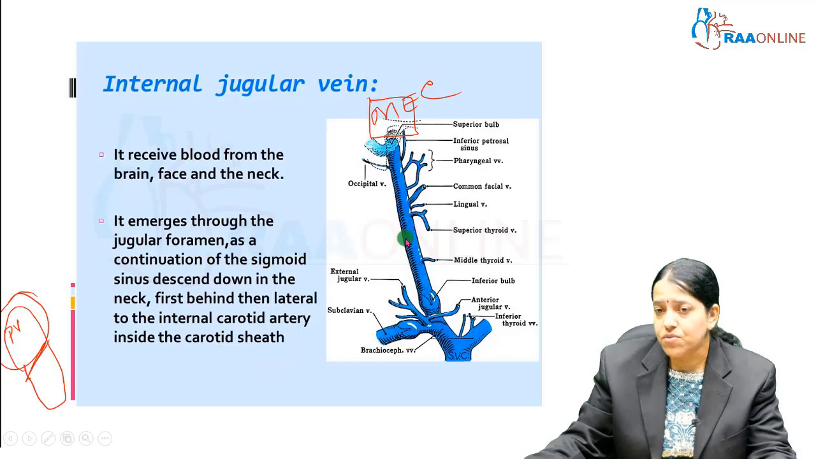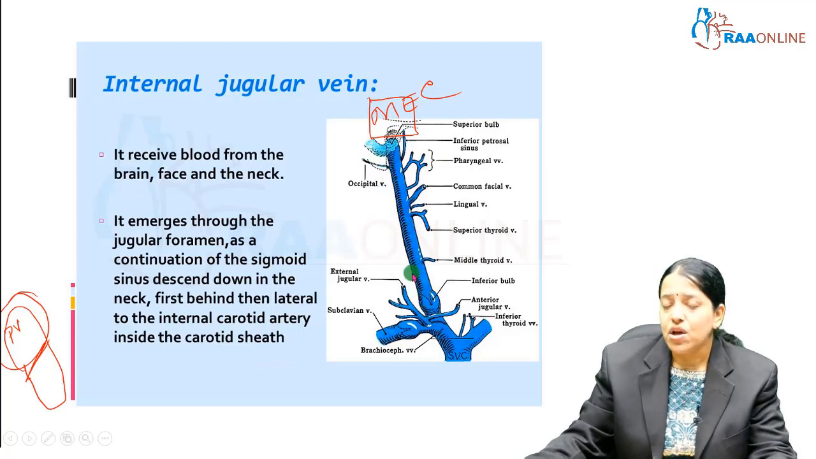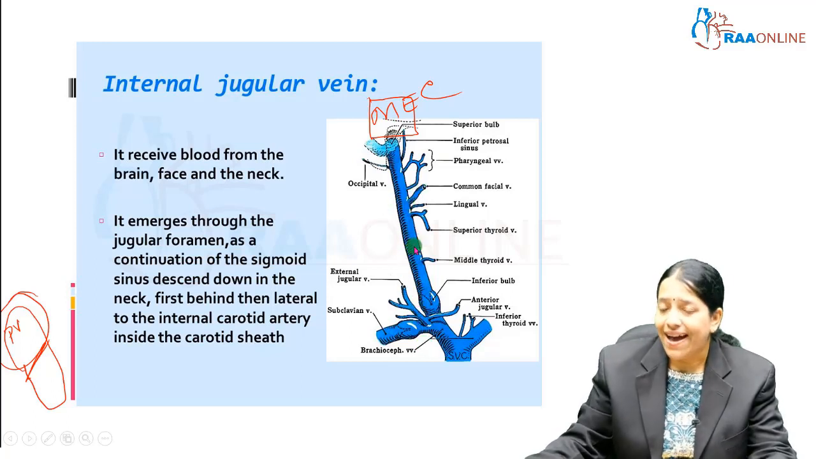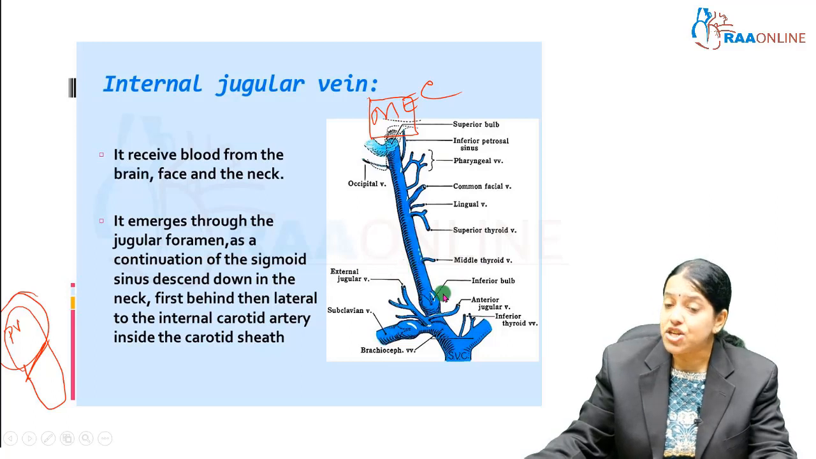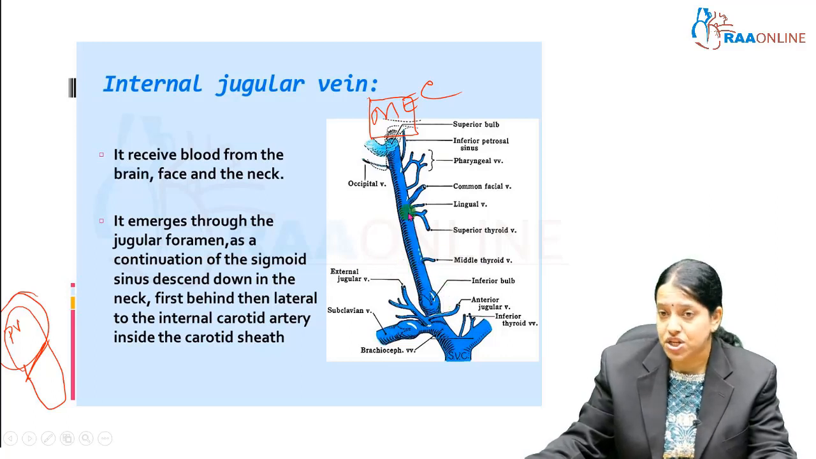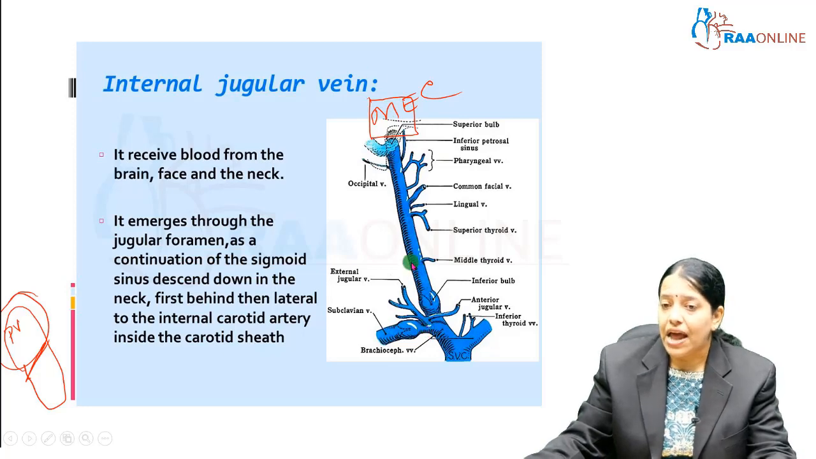As it goes down, it will be lateral to the common carotid artery. So both the common carotid artery, the internal jugular vein and the vagus nerve will be present inside a sheath which is called the carotid sheath, and they will be traversing the neck totally vertically, crossing various triangles of the neck.